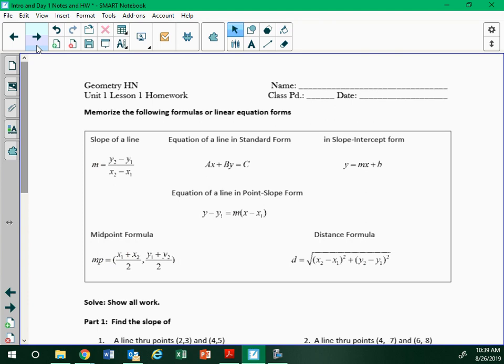Now, if you have extended time, like a 504 or IEP, I'll talk to you individually about that. But if you don't, then it'll be expected you turn it in at that time frame. So just make sure you're working diligently and efficiently. If you're stuck on a problem, move on and come back to it. Don't spend your entire time on problem 1 and then have a blank sheet to turn in.